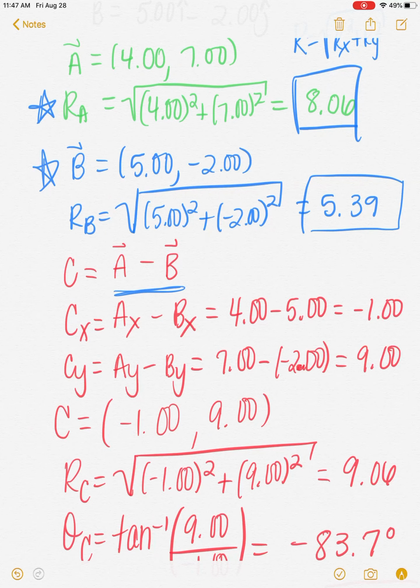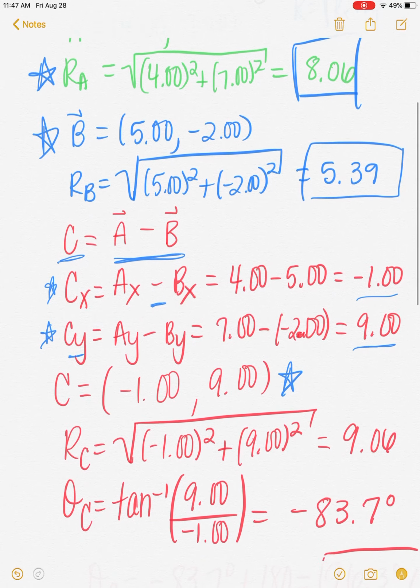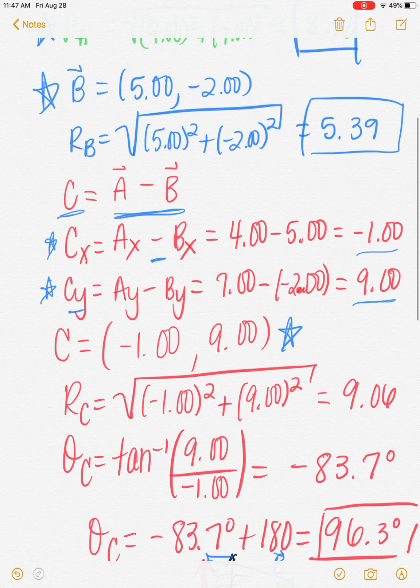Now, what makes this different is that instead of adding these two, they want you to subtract them. So if C is your resultant, you have to find the x component of C and the y component. To find the x component of C, you take AX minus BX. That's the part that people usually forget. Don't add it, subtract it, since it's a subtraction problem. So 4 minus 5 gives you negative 1. For the y component of the resultant, you take AY minus BY. 7 minus a negative 2 gives you a positive 9. So your resultant vector here is negative 1 comma 9.